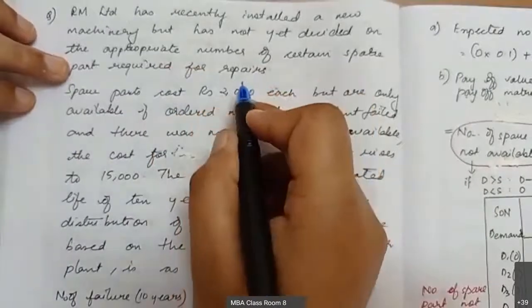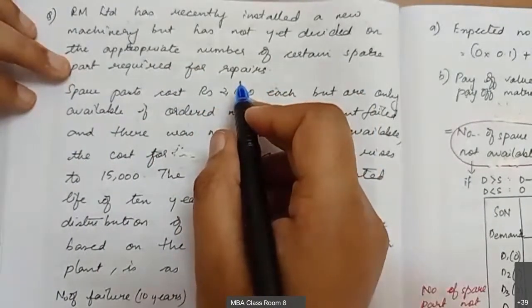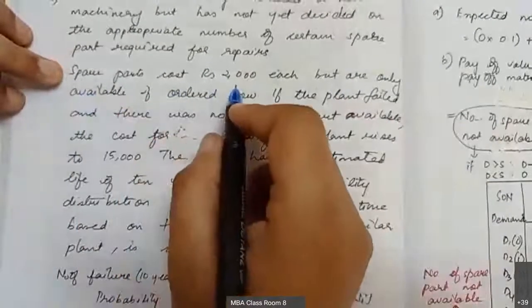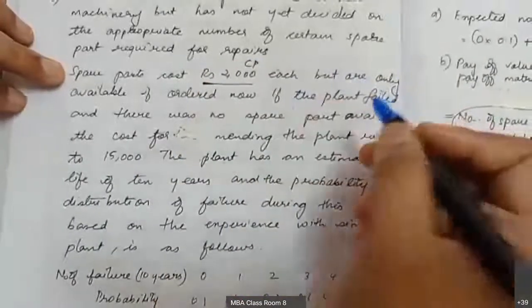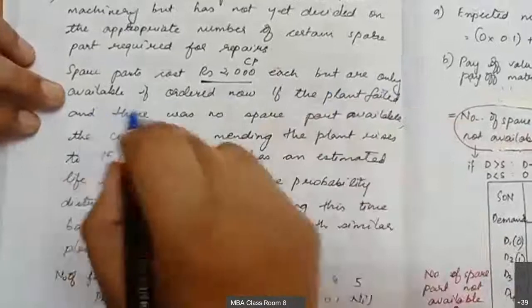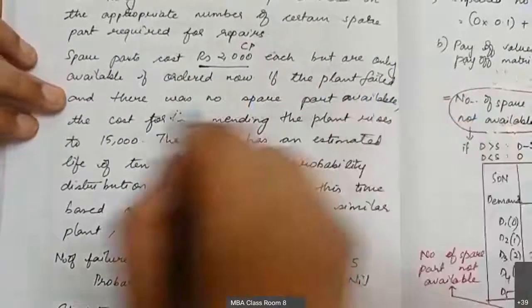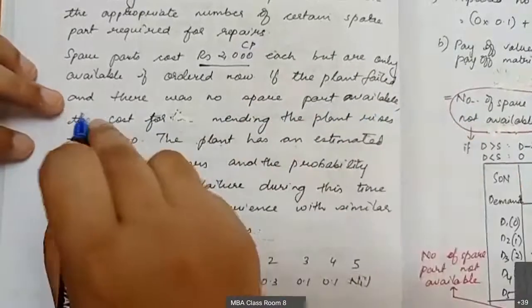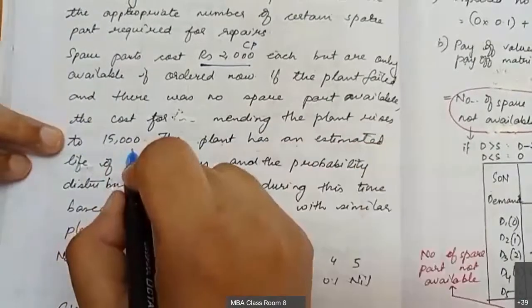So there is a manufacturing company and they should decide on the number of spare parts they should purchase. Spare parts cost rupees 2000. So this is our cost price. Each part is only available if ordered now. If the plant failed and there were no spare parts available, the cost for mending the plant rises to 15,000.